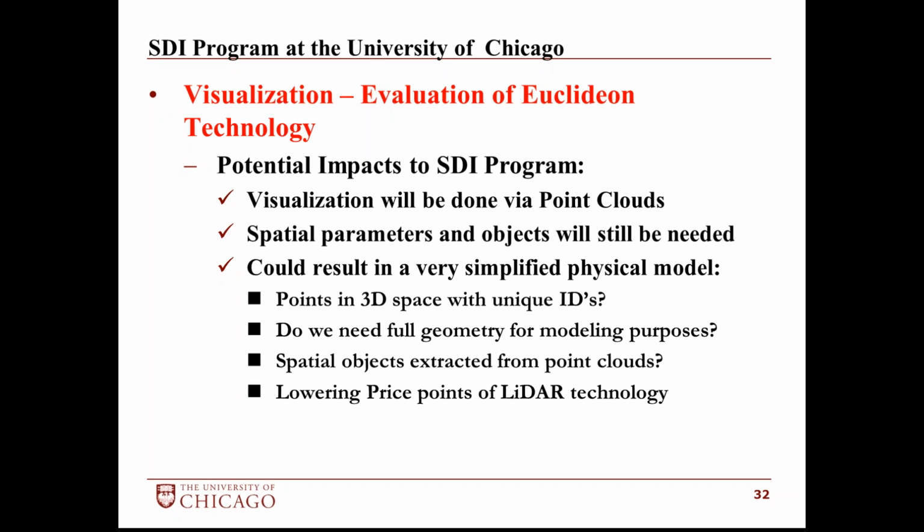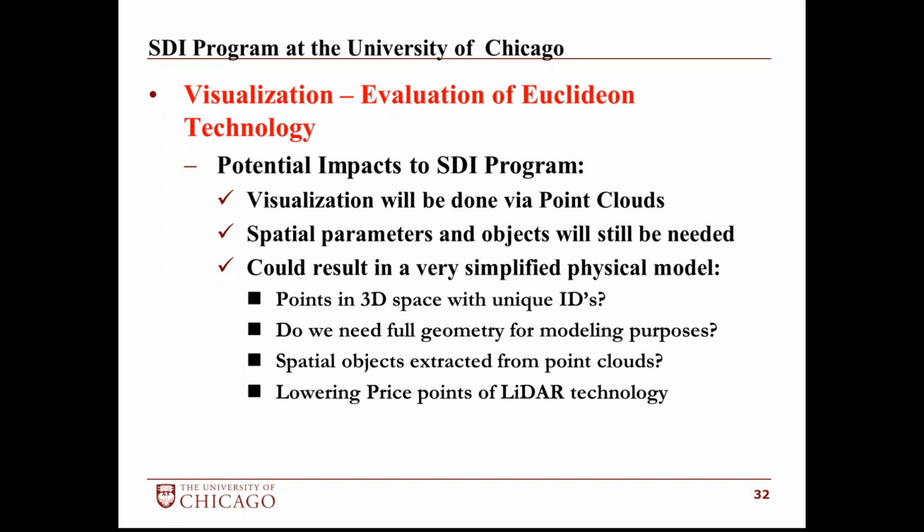One of the things, and again, this is all very preliminary, we're just trying to get our head around what it all means now, but it could result in much more simplified physical models, where we just deal with points in 3D space and get unique IDs. So we can zero in on stuff and then just view it. And we still have a special XYZ in relation to everything else, but in terms of visualizing it, that's the cloud.